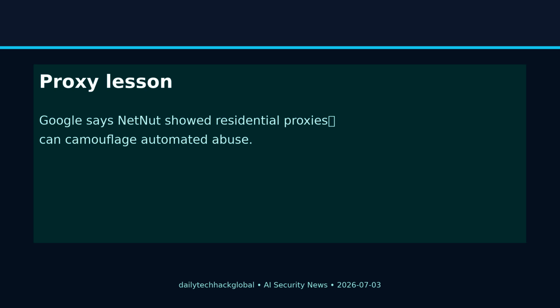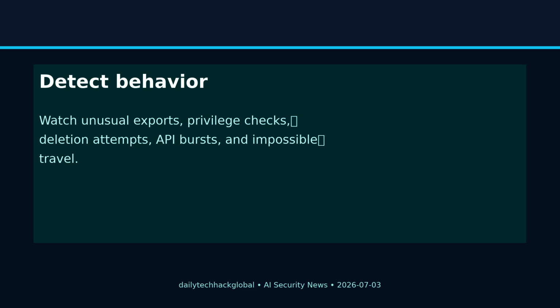Fourth, do not trust traffic only because the IP address looks residential. Google says it disrupted the NetNet residential proxy network with partners and estimated at least 2 million devices. Proxy infrastructure can camouflage automated abuse, so detection should focus on behavior: unusual database exports, privilege checks, deletion attempts, strange API calls, impossible travel, and new access from identities that normally do something else.